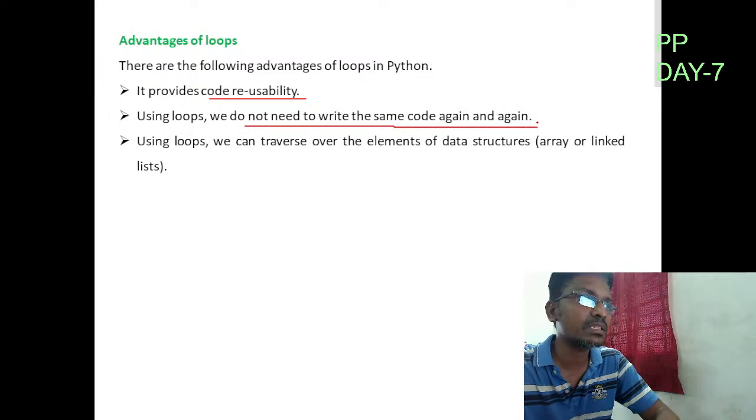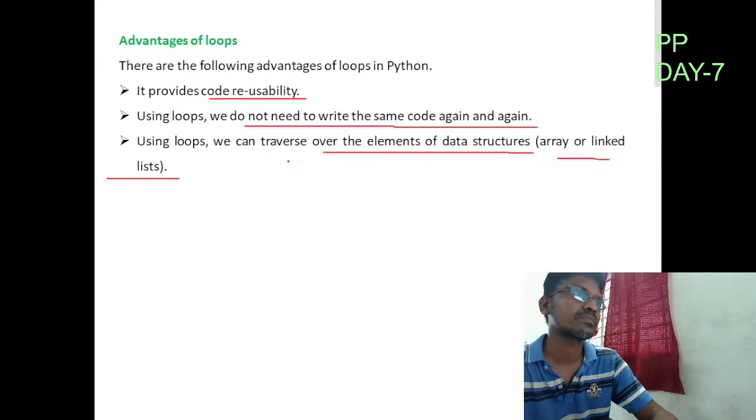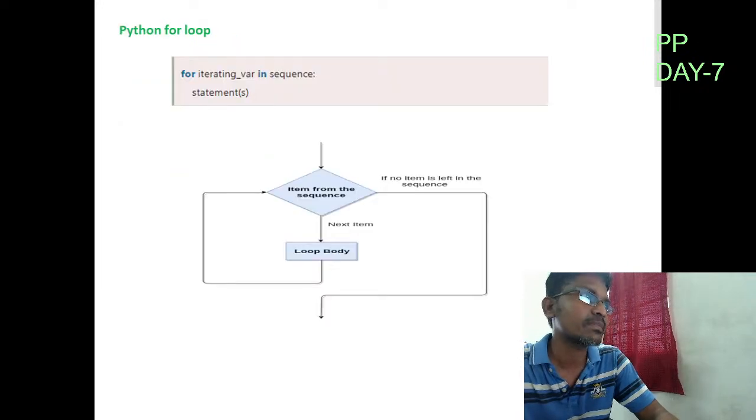So I said that by using loop control statements, not only in Python but in other programming languages also, you don't need to write the same code again and again. And using loops, you can traverse over the elements of data structures like arrays, linked lists, and so on. You can travel from one position to another position. So these are the advantages of using loop control statements in Python.